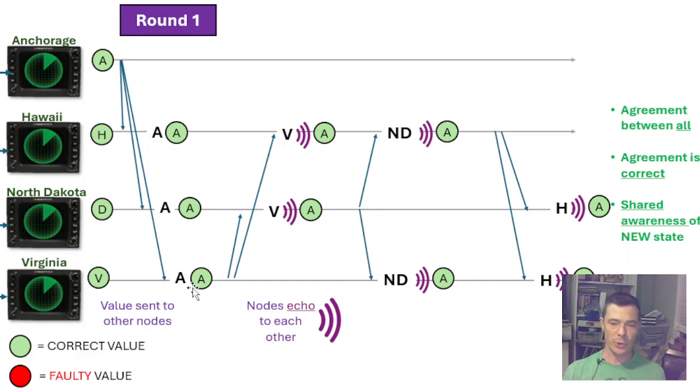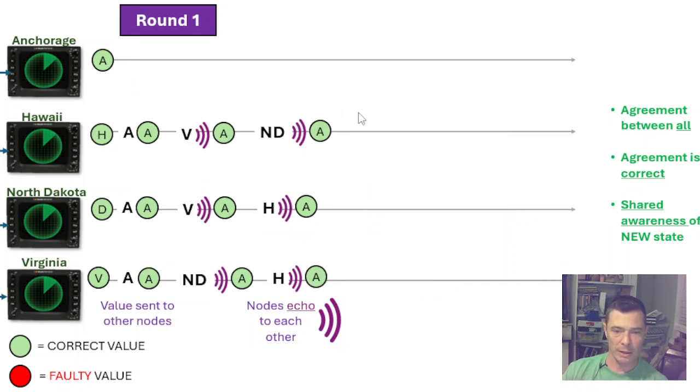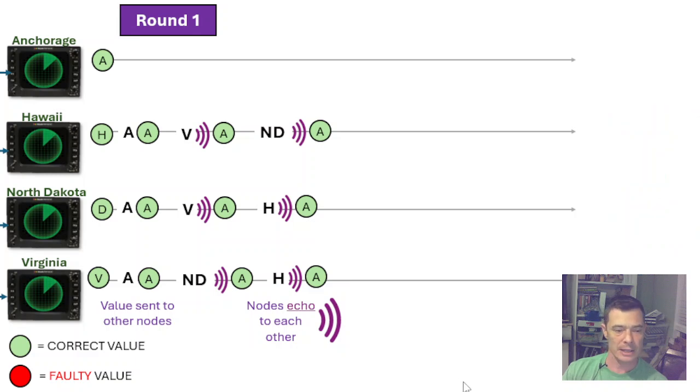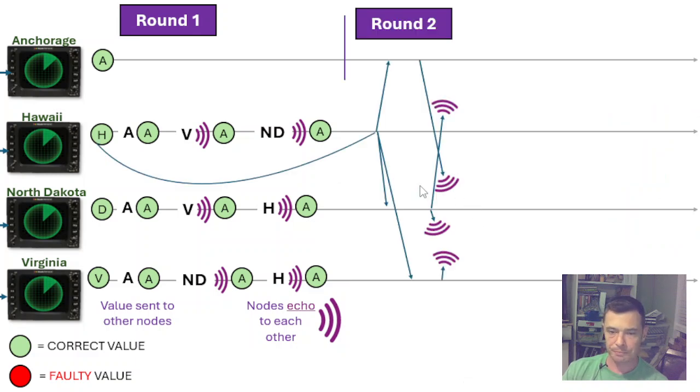And then when the other nodes receive that, they're going to echo that data back to each other. Not back to the original one, just back to the remaining. They're just going to echo it back to each other. And at the end of round one, these are the values that each node is going to have. And now we start a second round.